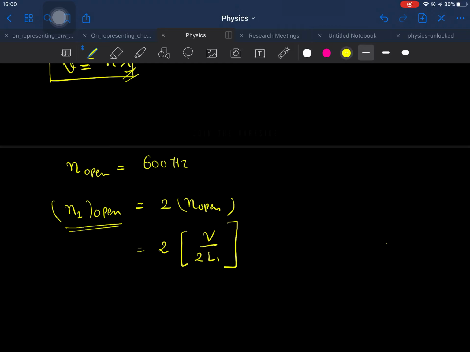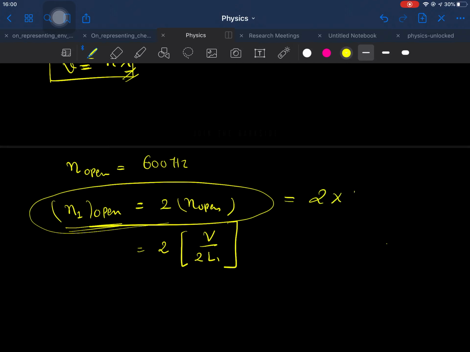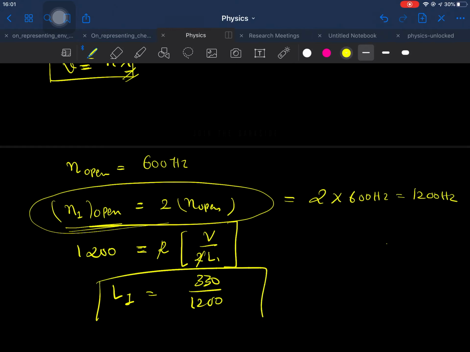Now if I write n1 of open using the same condition, it is 2 into 600 hertz, so we have 1200 hertz. Using the two different pieces of information for the same equation, I can come up with the length L1. So we have v, 330, divided by 1200. So we got the length L1.